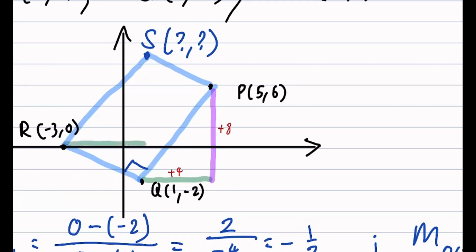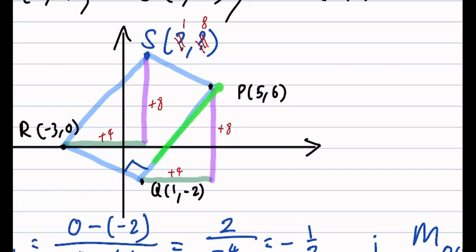Okay, I don't need to show the working already. Just +4 and +8. Then -3 + 4 is 1. 0 + 8 is 8. This is the most efficient way to do it. Okay, that's S. That's all. Do you want me to show you the long-winded way? Yes, the long-winded way. What's the long-winded way?